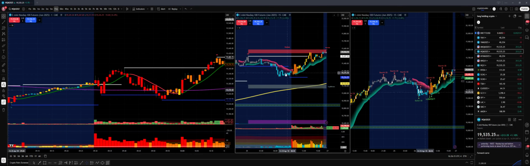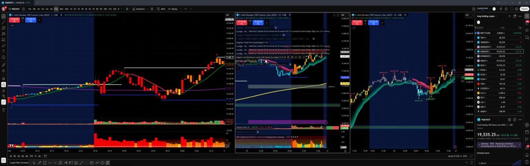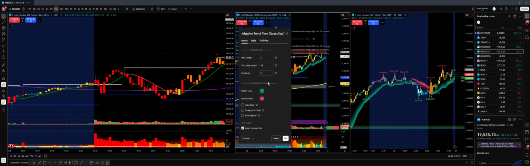So here on this indicator, what I have set up on that adaptive trend is 6, 14, and 2. That's how it's set up to find the trend. 6, 14, and 2. I'm going to hold that there so you guys can really get that. Main length is 6. Smoothing length is 14. Sensitivity is 2.